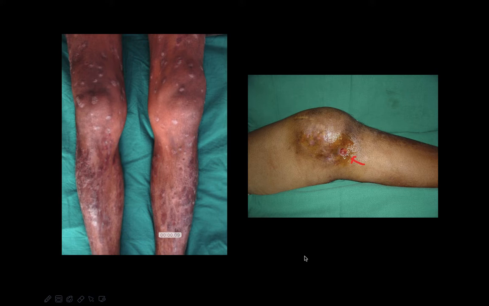Now on the left side picture you can see there is excessive scaling over the dorsal skin of the leg and knee, characteristic of psoriasis. On the right side picture you can see that there is a sinus present inferior to the parapatellar area, a sequela of septic arthritis of the knee joint.